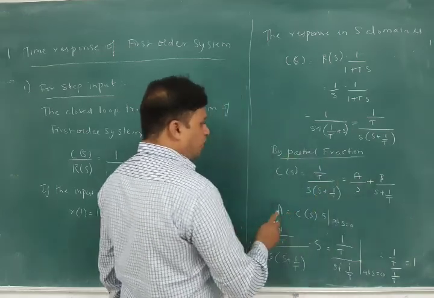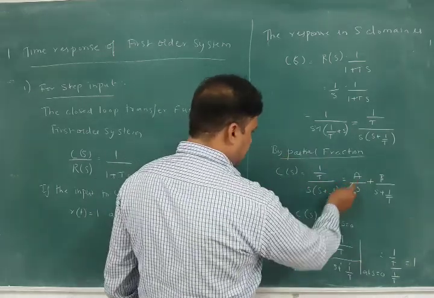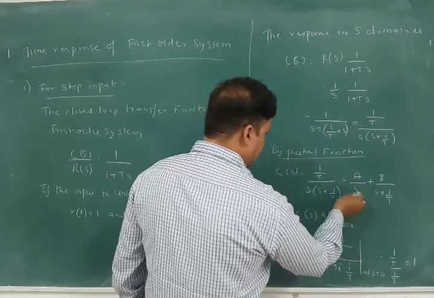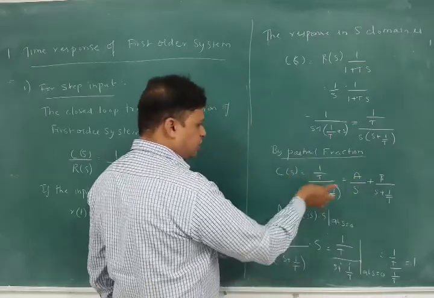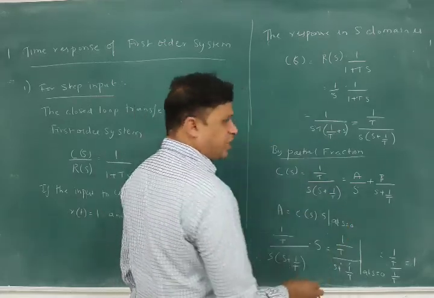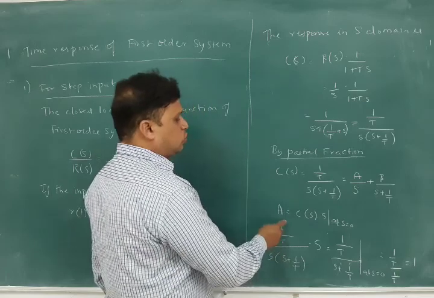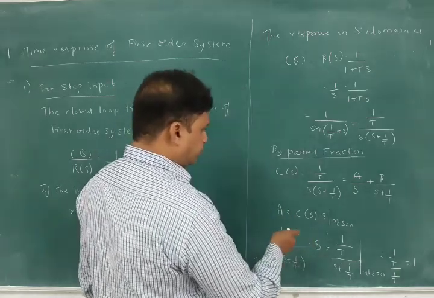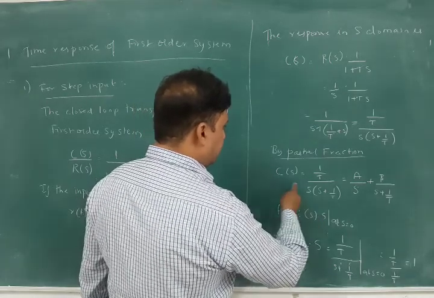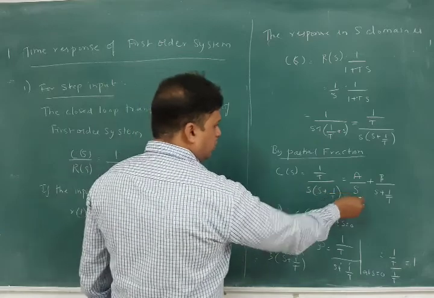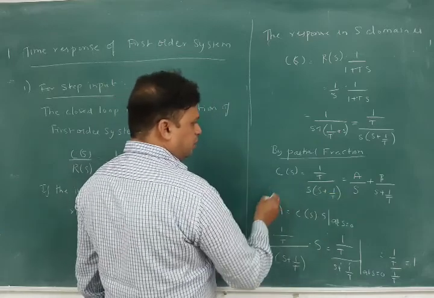Now what is the value of a? If you see here, a is equal to C of s into s. If you multiply by s here, a is equal to C of s into s, at s equal to 0, as the initial condition should be 0. If you substitute s equal to 0, C of s into s. So what happens here, if you multiply, a is equal to C of s into s, then the s and s get cancelled.